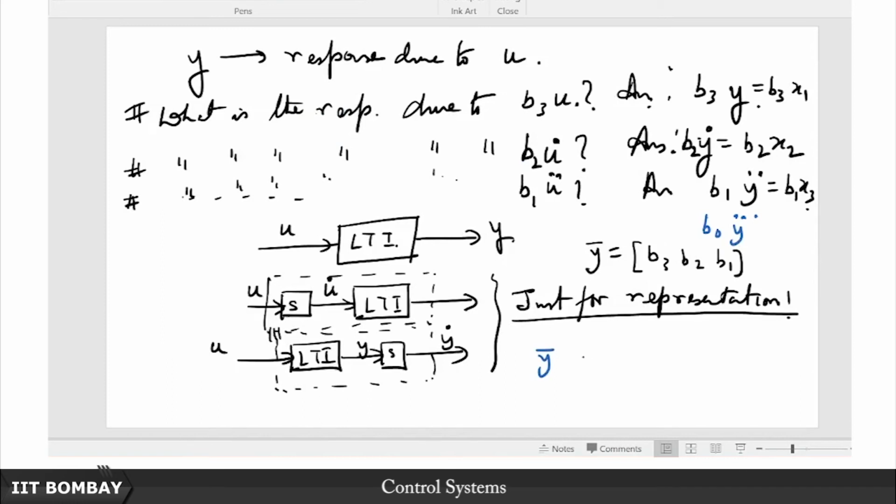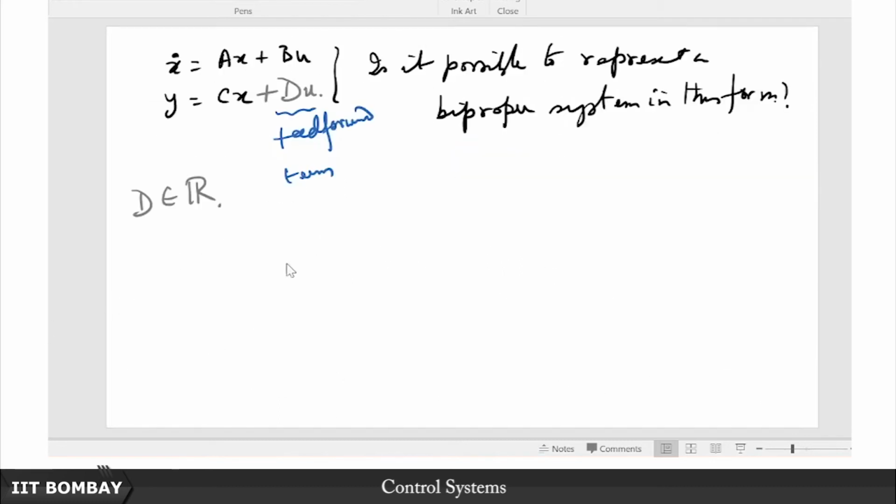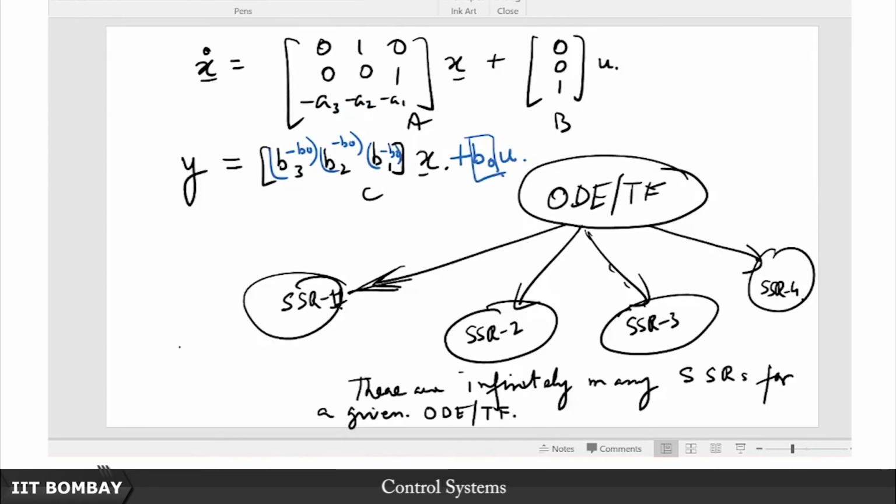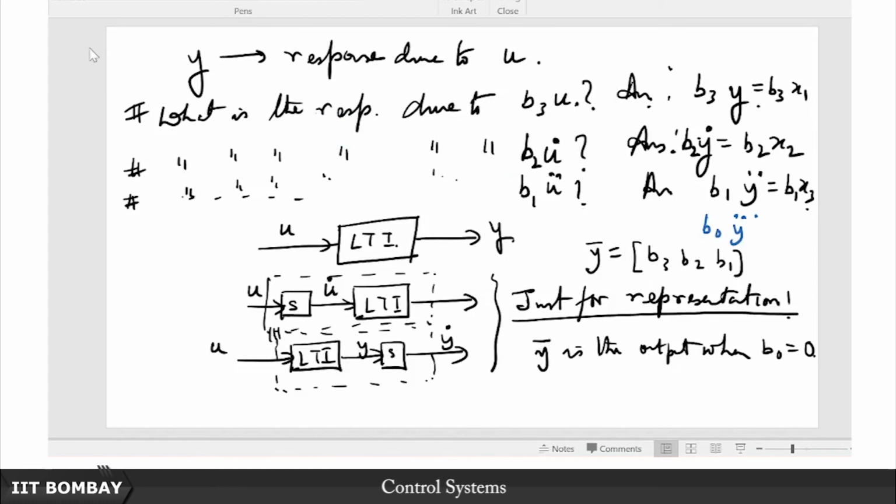So this y bar, I should write in black, is the output when B naught is equal to 0. So it is a strictly proper transfer function, and we know what this y bar looks like. Again, please do not get confused with the notation. Earlier I called this y, but now I want to call y the net effect due to this B naught y triple dot as well, so I am just calling this y bar. So this is going to be nothing but B3 B2 B1 times x.